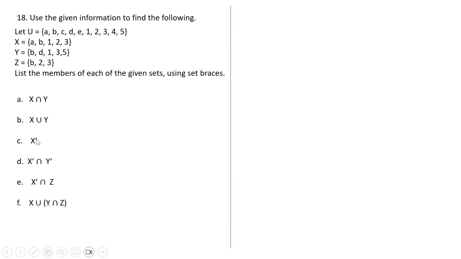So we need to find the complement. The little apostrophe on top means it's a complement, or not X. So if X equals A, B, 1, 2, 3, then for the complement of X, you go to your universal set. Whatever is not A, nor B, nor 1, 2, 3, you scratch those off. Whatever's left is the complement of X, which would be C, D, E, 4, 5.